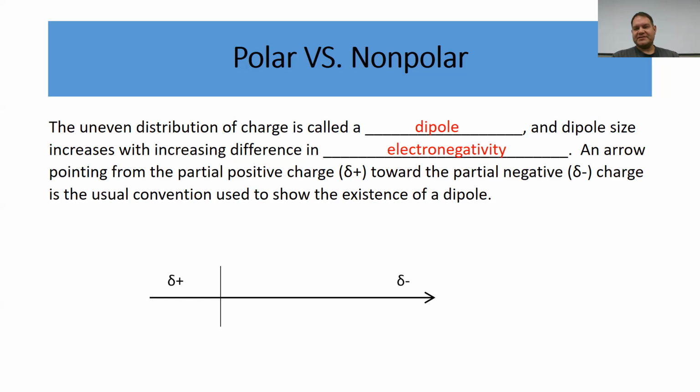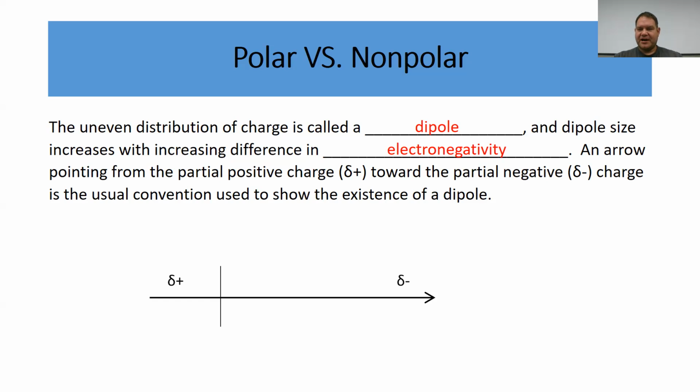So an ionic bond is an excellent example of a very large dipole difference between positive and negative charges. But a covalent bond is not as extreme. The atoms are still sharing electrons, but they just might not be sharing them quite equally. So it does create a dipole, but maybe only with partial positive and partial negative poles.